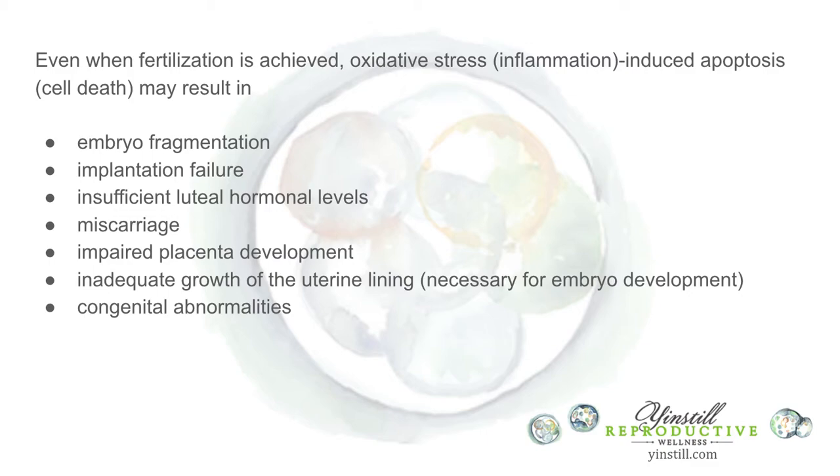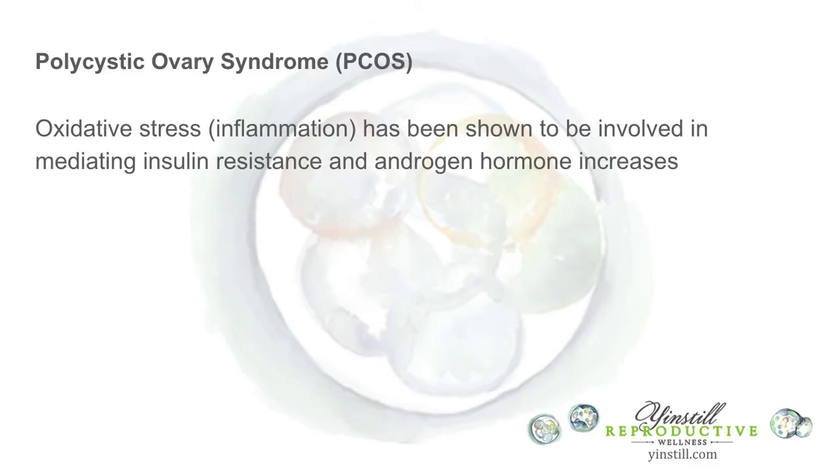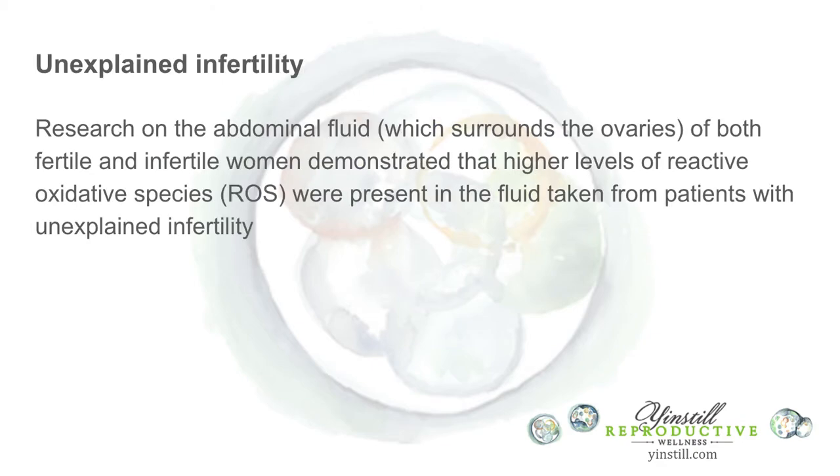development, and congenital abnormalities. More specific to reproductive conditions, in polycystic ovary syndrome, oxidative stress has been shown to be involved in mediating insulin resistance and androgen or male hormone increases, causing acne, hair growth, and inability to ovulate. It's also important to note that research on the abdominal fluid, which surrounds the ovaries in both fertile and infertile women, demonstrated that higher levels of ROS, or reactive oxygen species, were present in the fluid taken from patients with unexplained infertility.